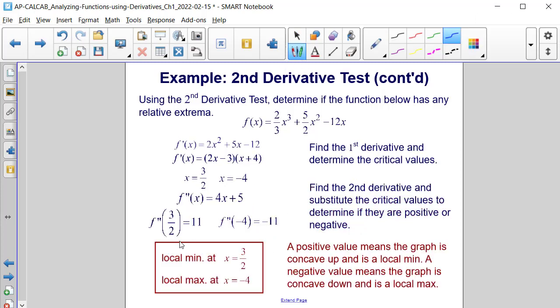A positive value means that the graph is concave up, so this positive 11 means that at 3/2 we have a local minimum, and a negative value for concavity means that the graph is concave down, and this x equals -4 value is a local maximum.